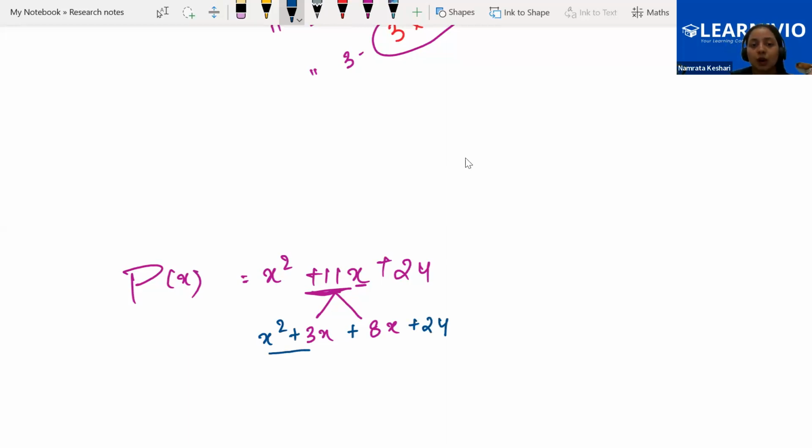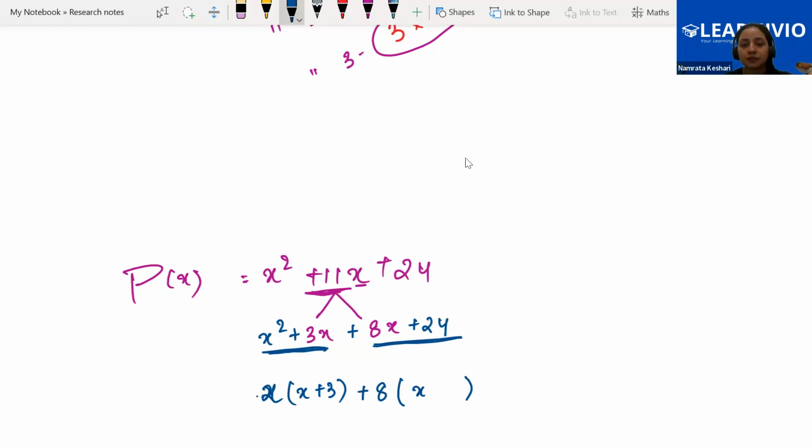Now we will take common factor from the first two and common factor from the next two. Let's take common factor from the first two. Can you tell me what are we going to have? Common factor from the first two terms: x. And what will be remaining? It will be x plus 3. If we take common factor from the next two, what can we take? We can take 8. And in the bracket, what will be there?